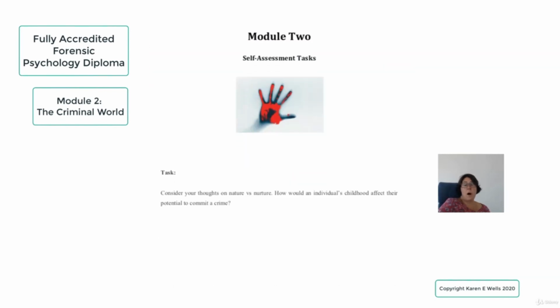So we've got one self-assessment for you at the end of Module 2, and that is to consider your thoughts on nature versus nurture. How would an individual's childhood affect their potential to commit a crime? So again, for your own reflection, once you've done that, I'll see you on Module 3.